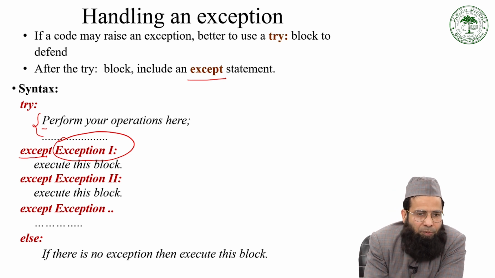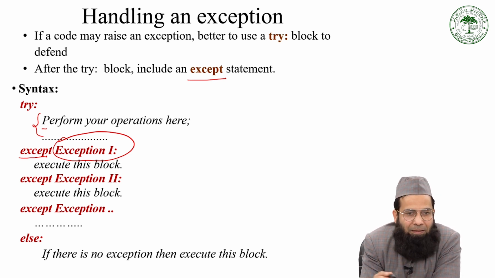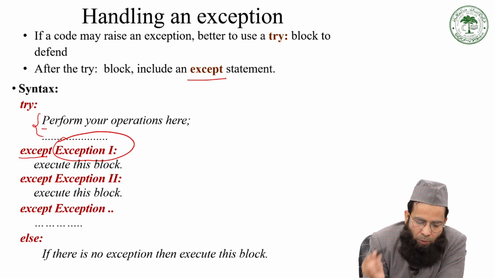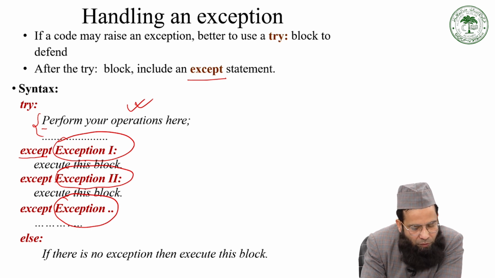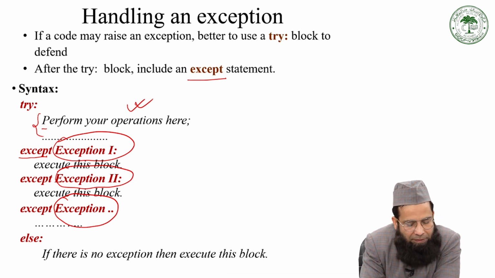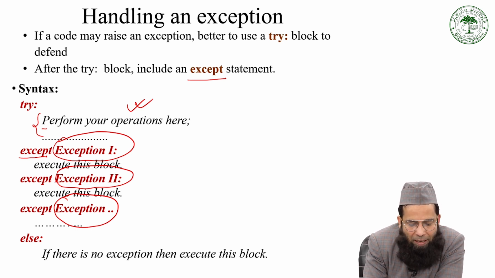Like value error exception, index error, and divide by zero, and so on. So there could be different types of exceptions. So I would write here all these exceptions. My code may generate this many exceptions, so I would include all these exceptions, or you could do one thing. You may exclude the type of exception, right? Just write except, that's it.